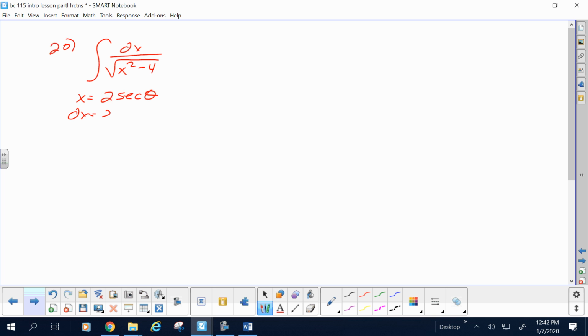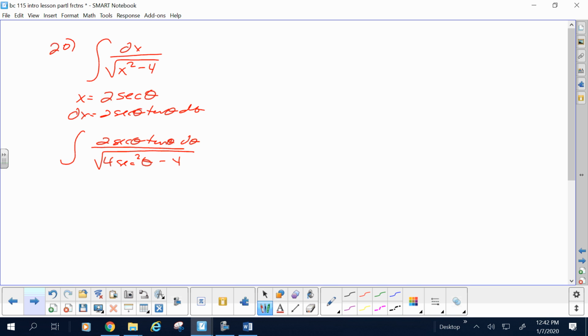Therefore, dx is 2 secant theta tangent theta. And the integral becomes, in the numerator, 2 secant theta tangent theta d theta, and in the denominator, 4 secant squared theta minus 4. Do we agree with that trig sub?